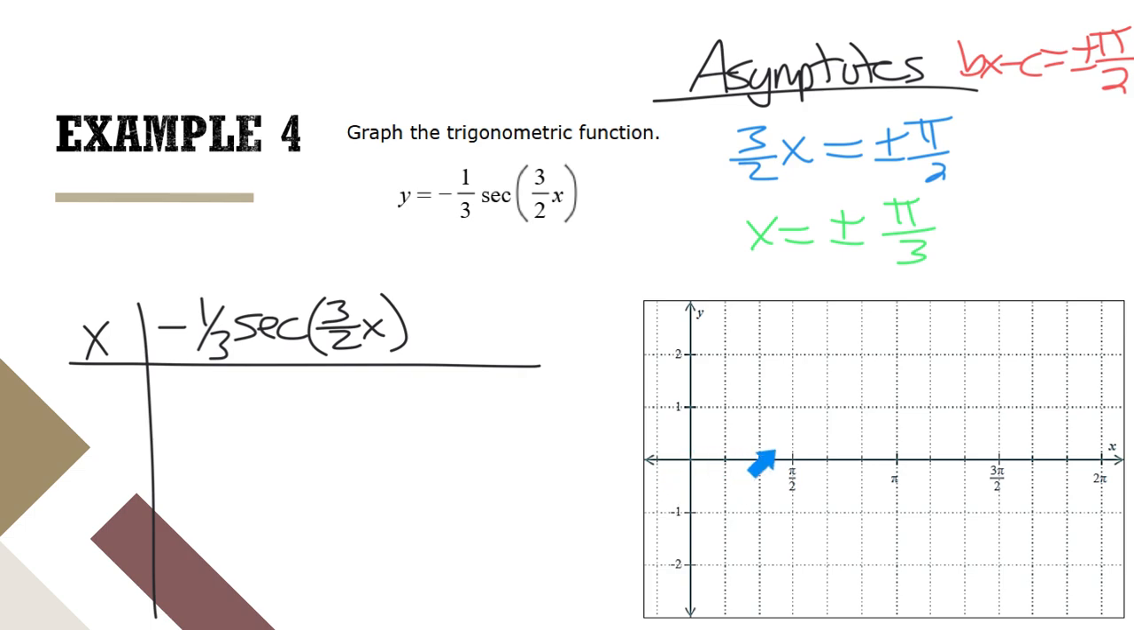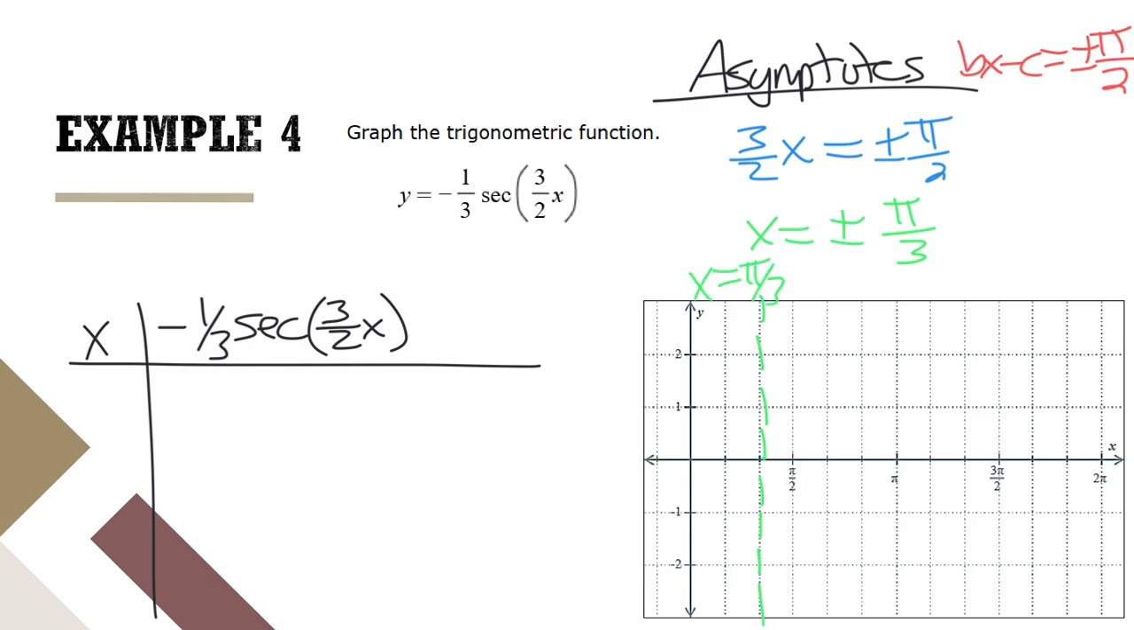We have 1, 2, 3, 4, 5, 6 spaces. And we want 1/3. So 1/3 of 6 is 2, so pi over 3 is right here. So this is where positive pi over 3 will be. So x equals pi over 3.